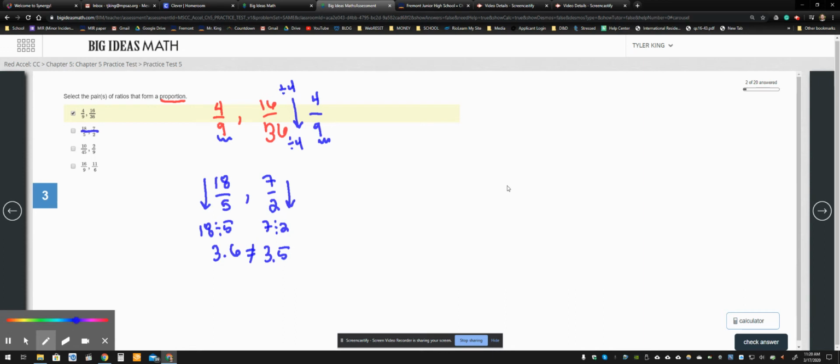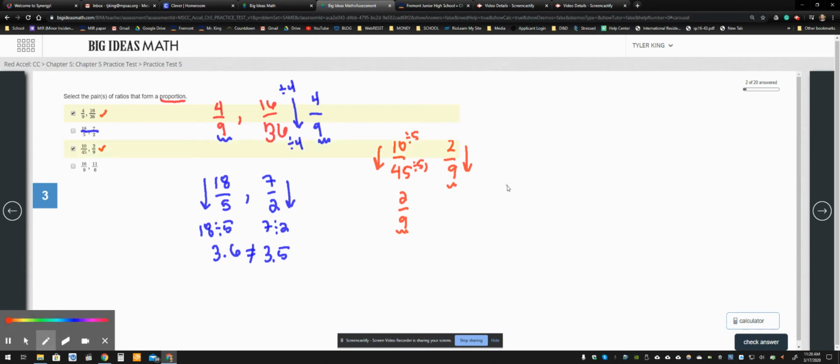Then looking at the next one, we see that we have 10 over 45 and 2 over 9. Again, we can simplify this and simplify this. 2 and 9 don't have anything in common, so that's as simplified as it gets. We can divide both 10 and 45 by 5, and we're going to end up with 2 over 9. And since these are equal to each other, that means that this is going to be a good one. So yes, that third one is going to be an option for us to pick.